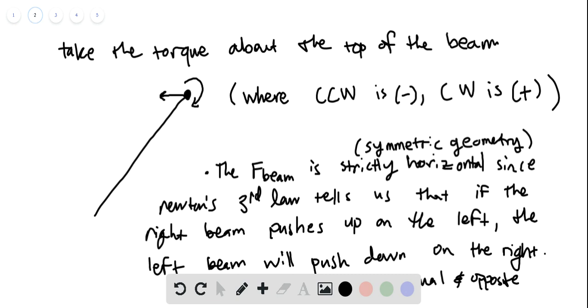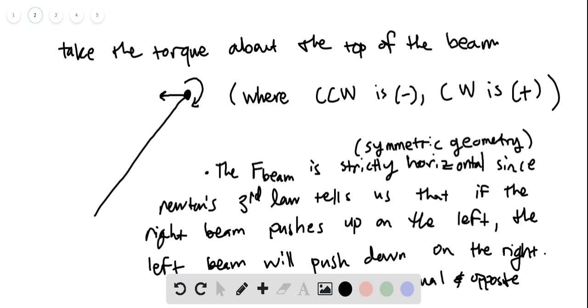So this is just a portion of the drawing I drew here. That's the F beam pointing to the left, and then the arrow that I drew is just the direction of positive torque. So we're going to call clockwise positive, and counterclockwise negative. That's what I have in the parentheses there. And then the side note: we're going to say that the force due to the beam is strictly horizontal, not only because of symmetric geometry, but that is one reason. Since it's symmetric, the vertical forces cancel each other out, and you only have to deal with horizontal.